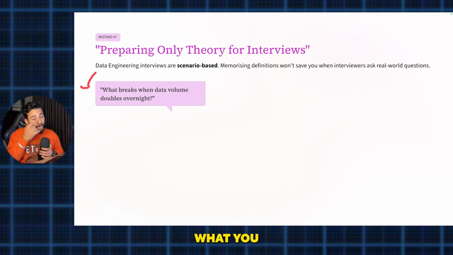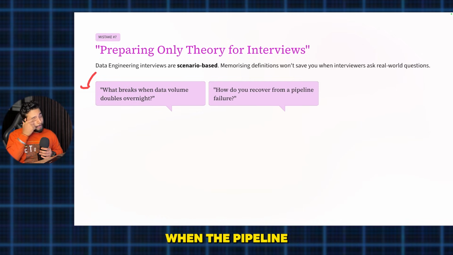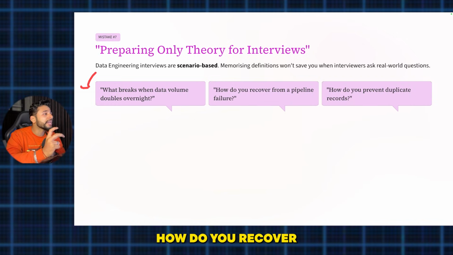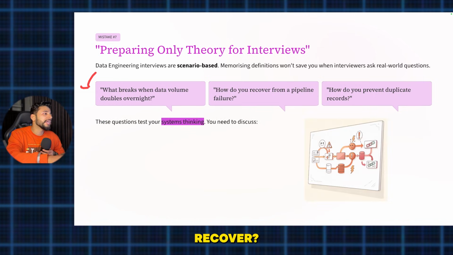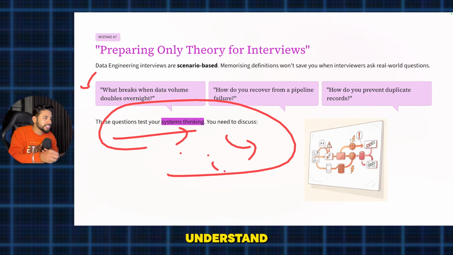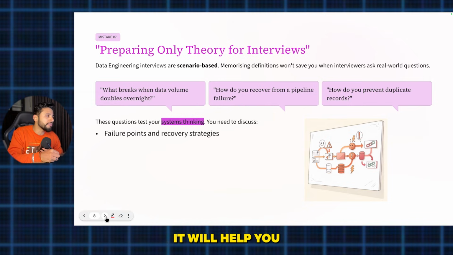What will you do when the pipeline breaks overnight, when the data volume has increased and the pipeline is now failing? Next, how do you recover from a pipeline failure? Suppose a pipeline failure happened right now, how will you recover? How do you prevent duplicate records in the pipeline? These are system understanding things, and you definitely need to understand them, as in the interviews it will help you a lot.